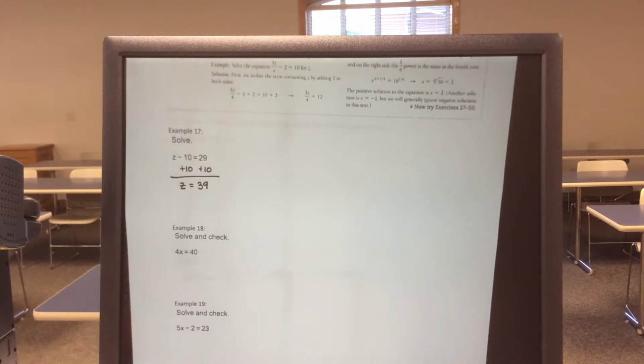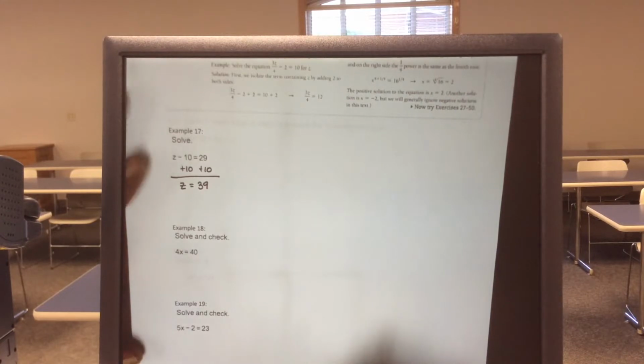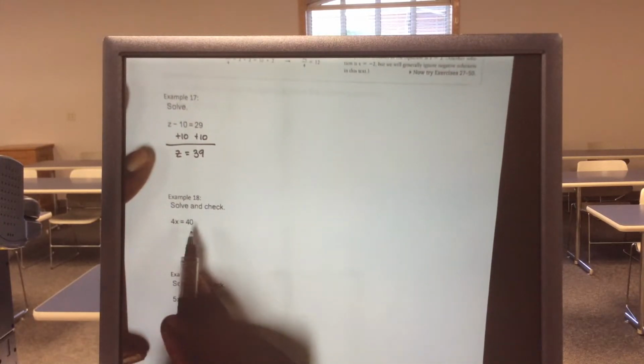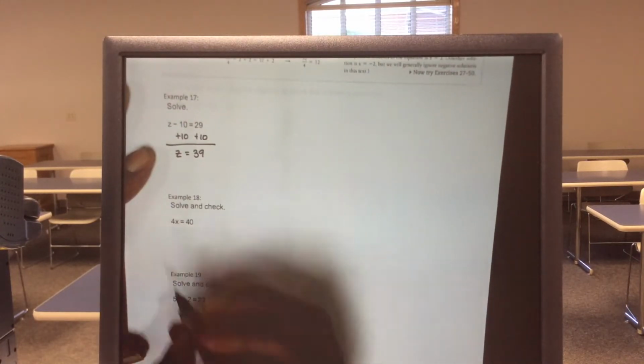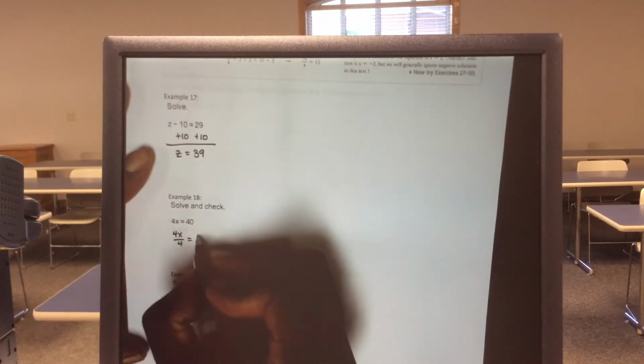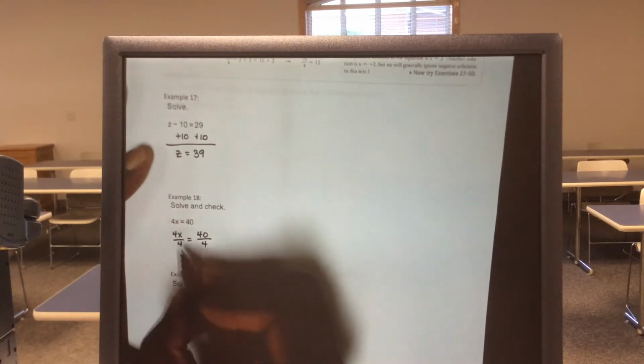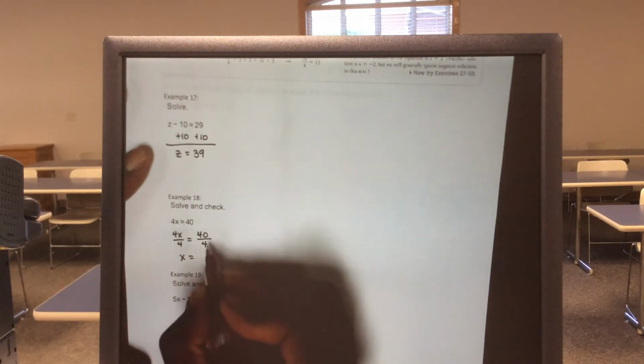Okay. Example 18 is 4x is equal to 40. Well, we want to solve for x. That means x is being multiplied by 4. So I need to divide both sides of this equation by 4 to get x by itself. Because these 4's divide out, you'll be left with x equal to 40 divided by 4. That'd be 10.